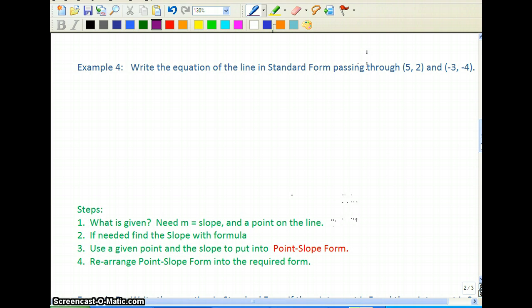Write the equation of the line in standard form. Standard form, ax plus by equals c. No fractions, a is positive. And they tell us that it goes through 2 points. So if they give you 2 points, the first thing you're going to do is find the slope.